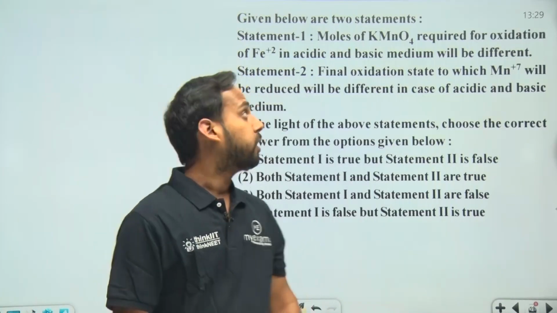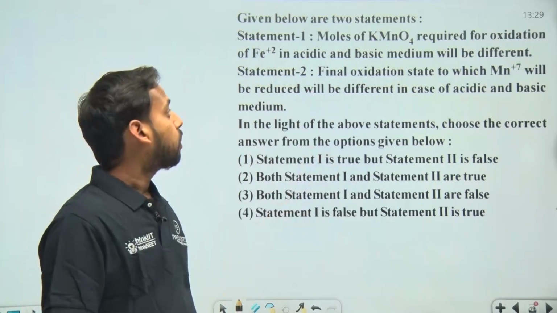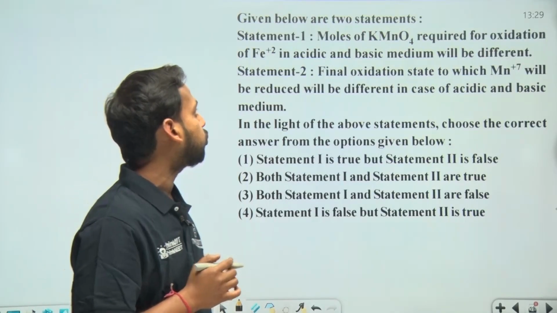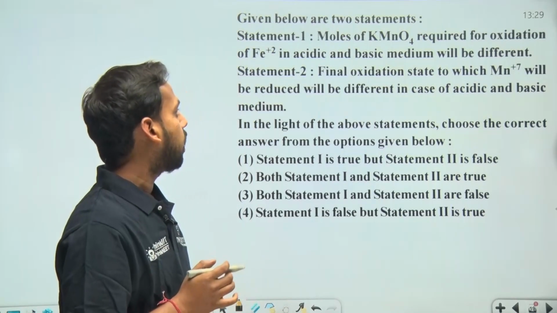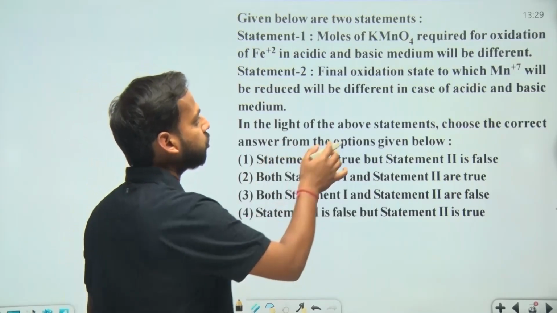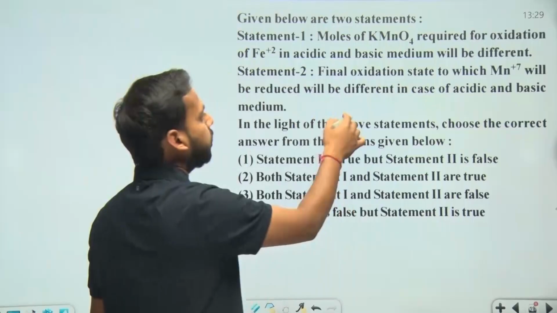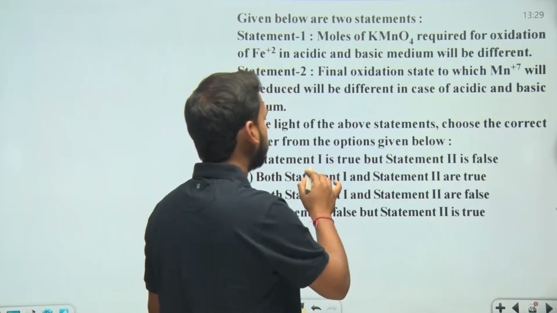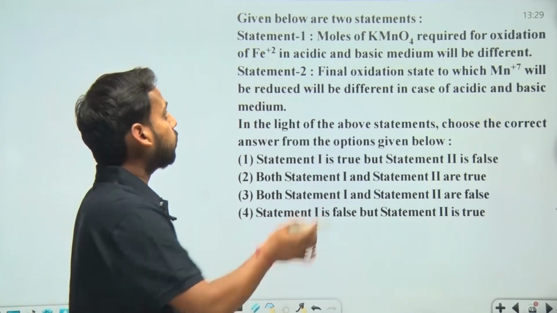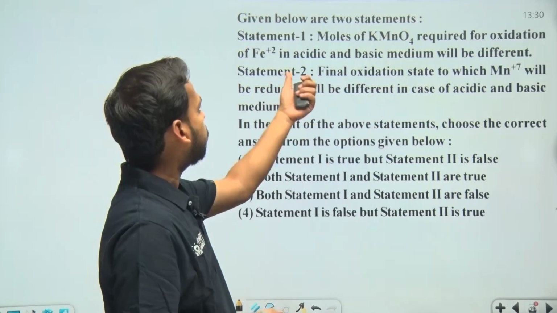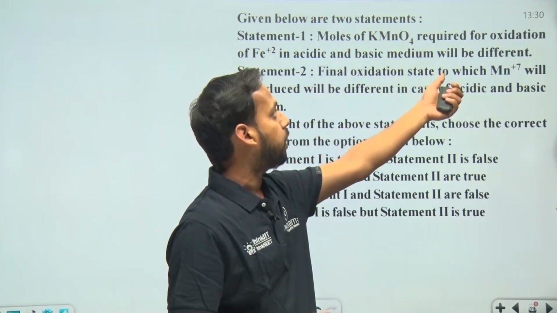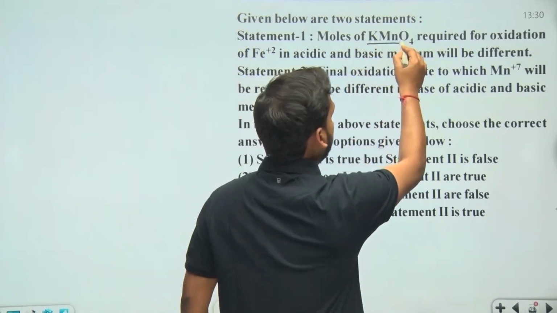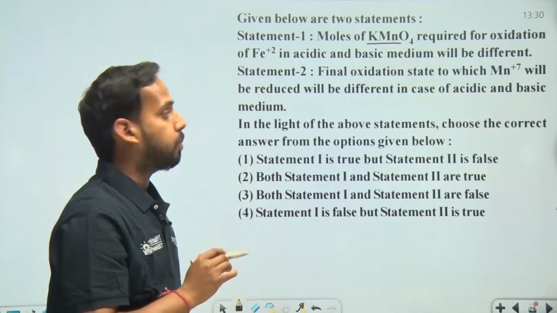Hello students, the question here is: given below are two statements. Statement 1 is that the moles of KMnO4 required for oxidation of iron plus 2 in the acidic and the basic medium will be different, and statement 2 is that the final oxidation state to which Mn plus 7 will be reduced will be different in case of acidic and basic medium. In the light of the above statements, choose the correct answer from the options given below. The first statement, the KMnO4 required for oxidation of iron plus 2 in acidic and basic medium will be different because it depends on the medium.